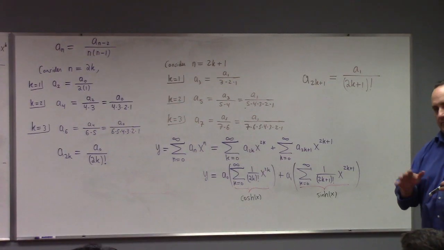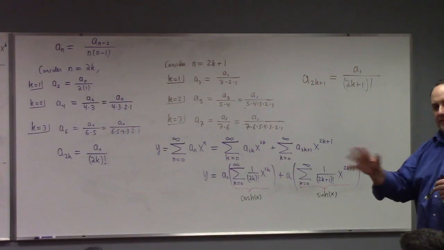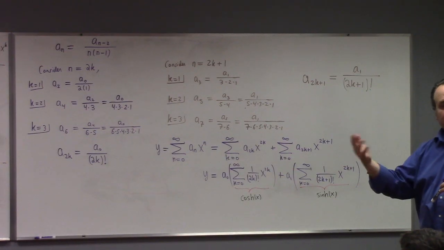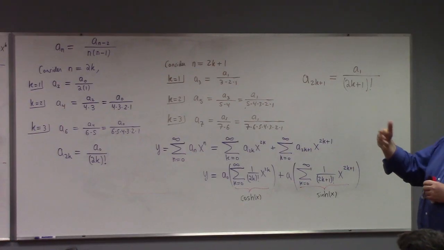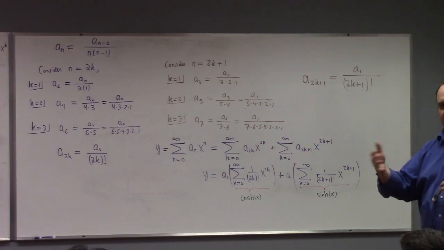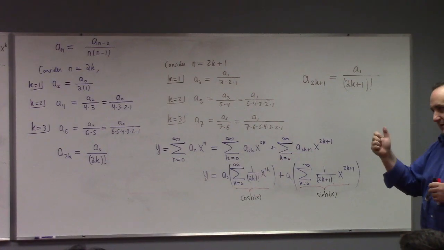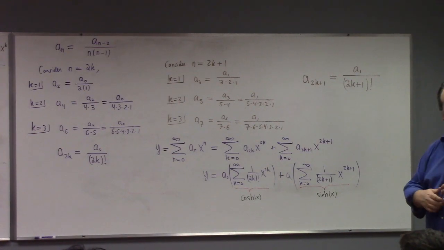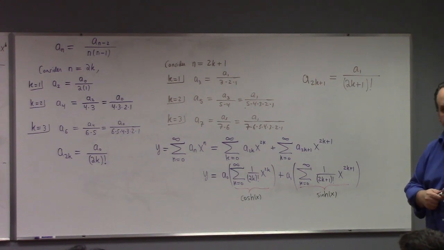You can say cosine is the solution of y'' plus y equals 0 such that y of 0 is 1 and y prime of 0 is 0. And then you can say sine is the solution of y'' plus y equals 0 such that y of 0 is 0 and y prime of 0 is 1. That would uniquely and completely define sine and cosine in terms of, apparently, their Maclaurin expansions.